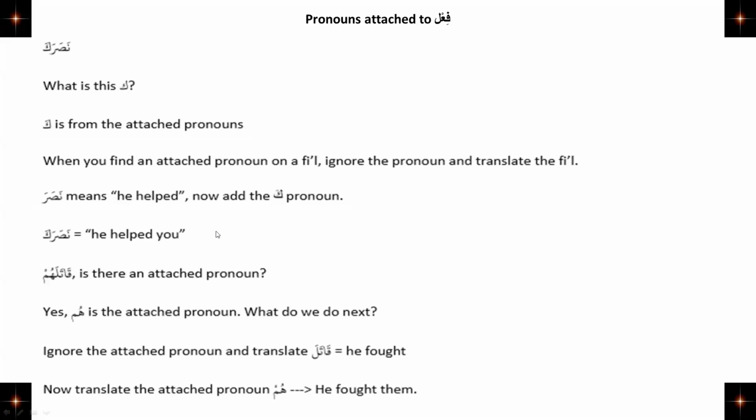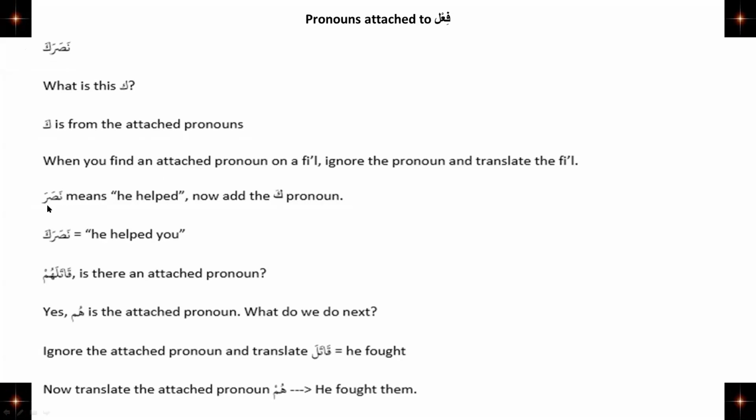Okay. Pronouns attached to fi'l. This is also another place where you can go and learn this on your own; I'm sure you have already gone through it. When you say nasaraka, nasara is huwa, ka is the maf'ul, so the huwa here is the dua. Okay. So what is this ka? The ka becomes maf'ul bihi. In this case, ka is from the attached pronouns. When you find an attached pronoun on a fi'l, ignore the pronoun and translate the fi'l.